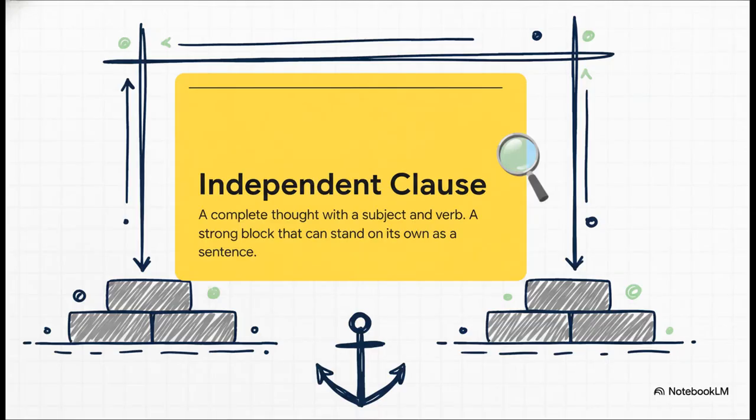Now this is your foundation. An independent clause is a complete thought. It can be a sentence all by itself. The team completed the project. It's got a subject, the team, and a verb, completed. This thing is strong, it's stable, it is totally self-supporting. This is the absolute core of every single sentence you build.